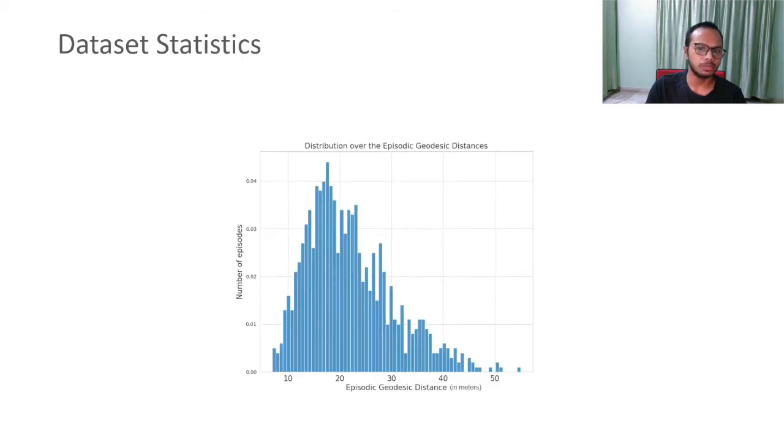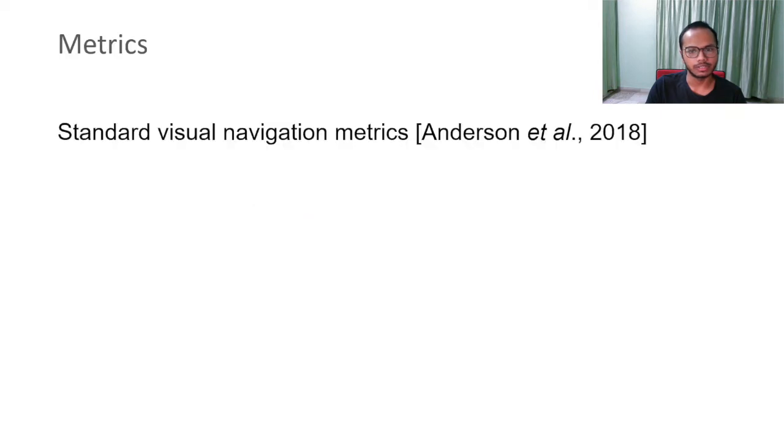Here we plot the distribution of episodic geodesic distance on the Test Standard split. It can be seen that Multi-on episodes have long trajectories.